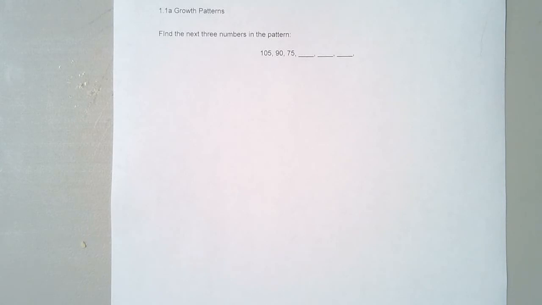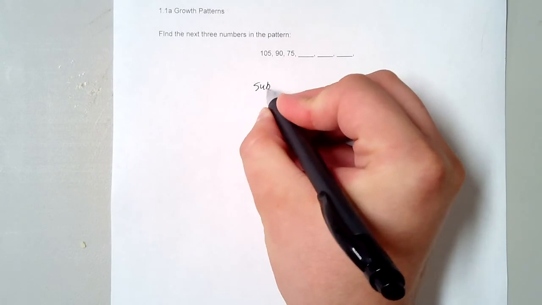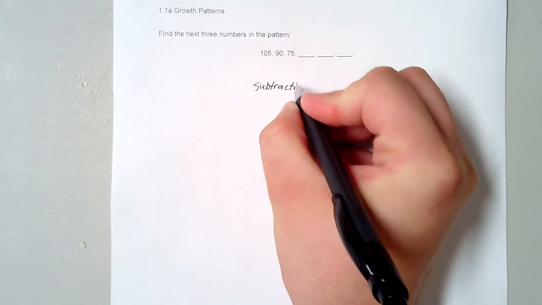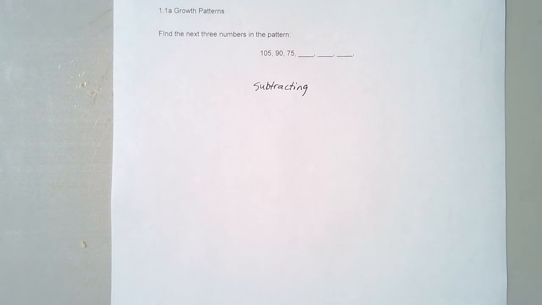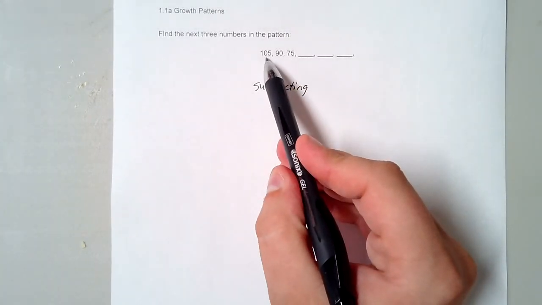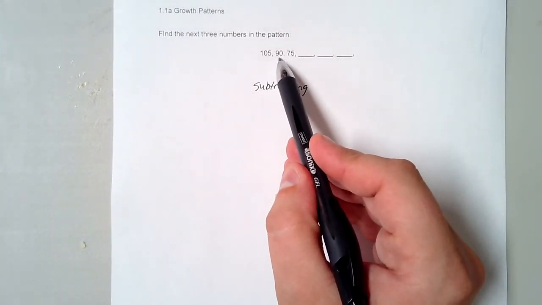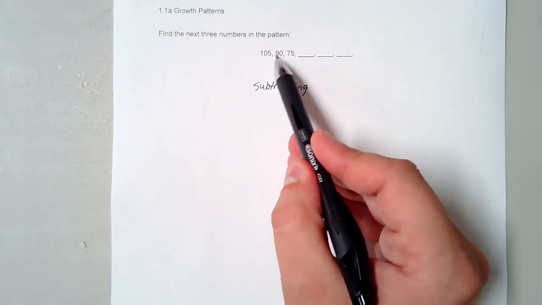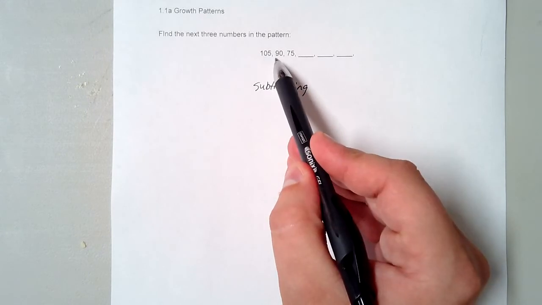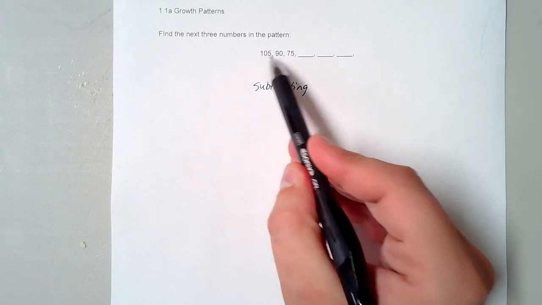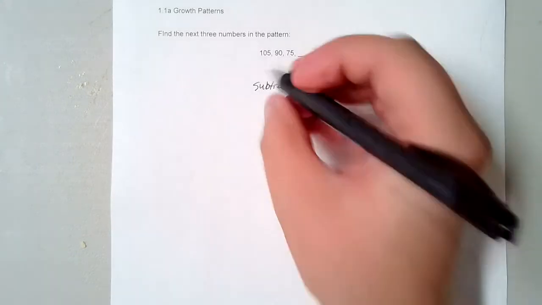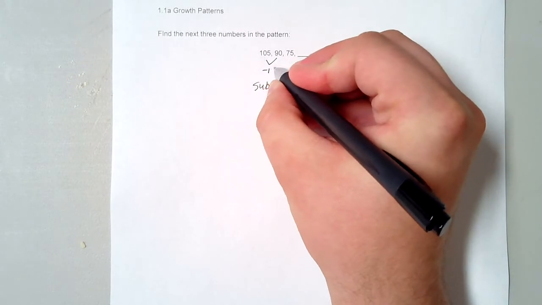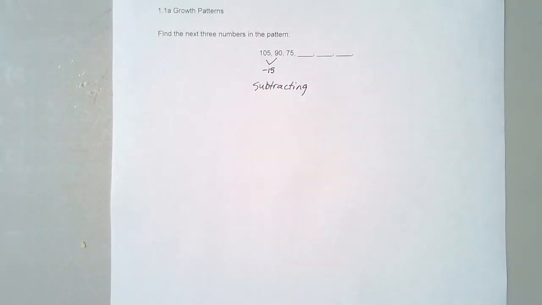And I'm looking at this and I'm saying, it looks like my numbers are going down. I'm subtracting by some number to continue down the road. So how do I get from 105 to 90? Well, if I think about it backwards, if I added 10 to 90, that would be 100, and 5 more would be if I added 15 going this way, that would get me to 105. So if I'm subtracting, that means I'm subtracting 15 to get from 105 to 90.